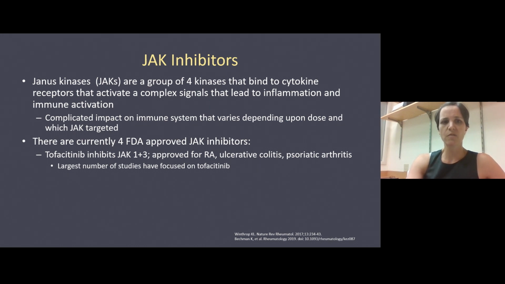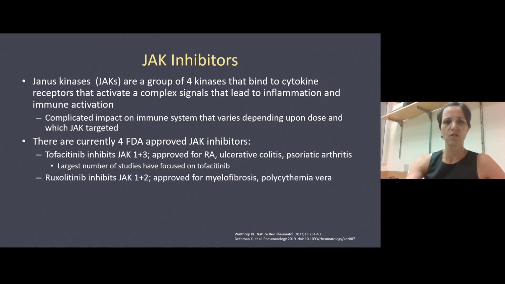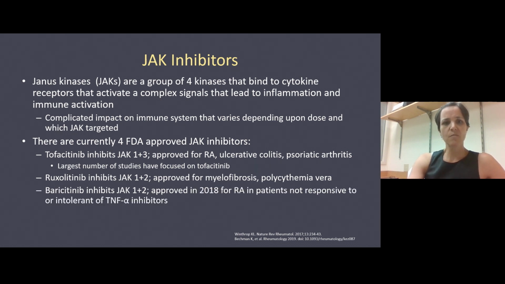The one you're probably most familiar with is tofacitinib. It's approved for rheumatoid arthritis, UC, and psoriatic arthritis. And most of the studies that we know about this family of drugs are from tofacitinib. Ruxolitinib probably flies under the radar because it's just approved for myelofibrosis and polycythemia vera. So unless you practice at a cancer center, you may be less familiar. Baricitinib was the 3rd one approved. It was approved in 2018 for RA patients not responding to or intolerant of TNF-alpha inhibitors.